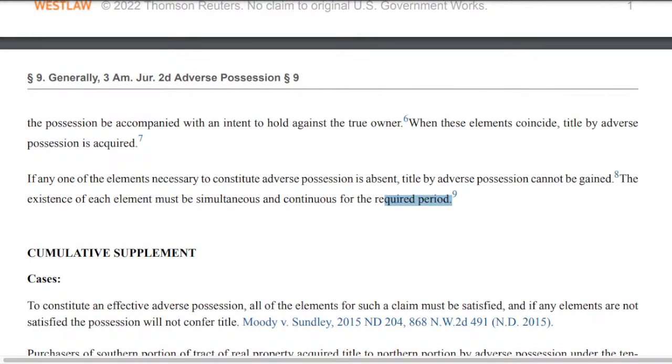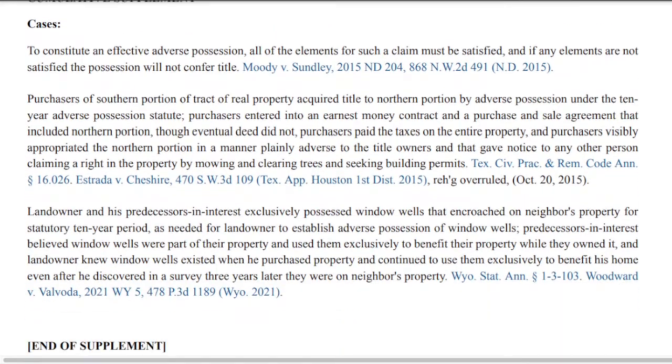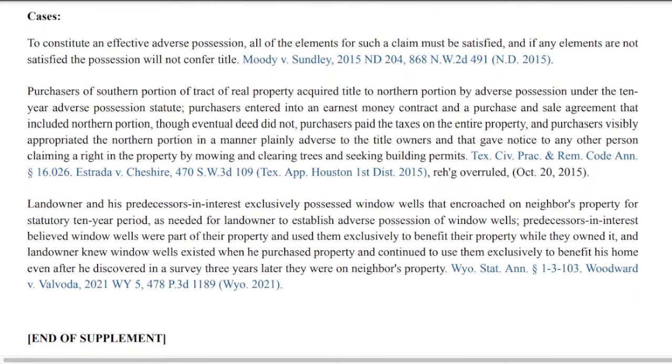Okay, let's continue. So we're reading this cumulative supplement. So paying the taxes, this is a business doing this anyways, because they're doing building permits and they're clearing and mowing trees. They're probably doing stuff there.